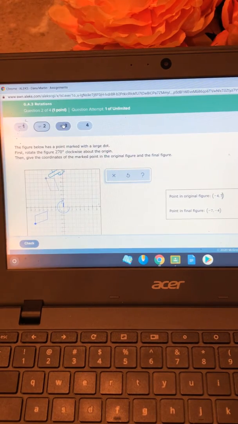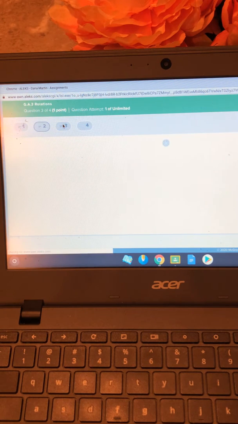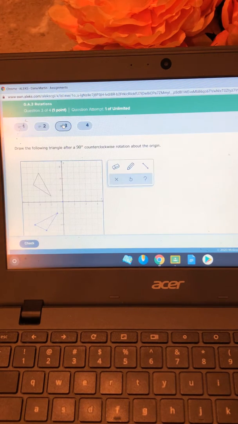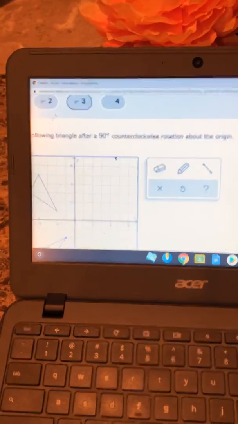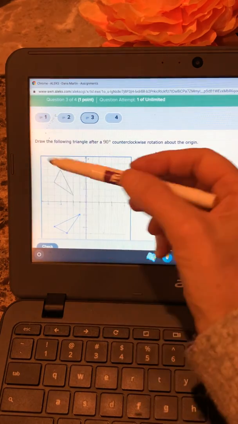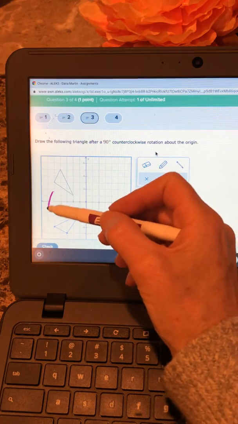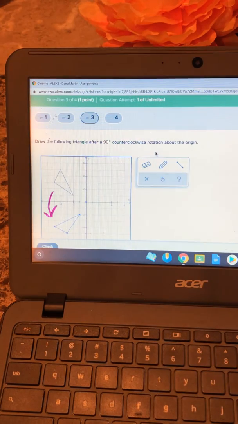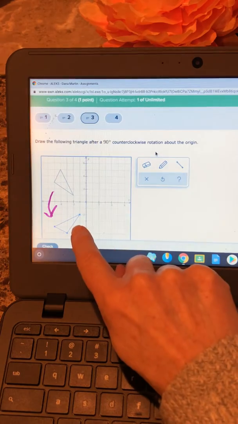All right, moving on to number 3. And number 3, we're going to have to literally draw the shape with points and our little line tool. Okay, so here we go, and I've already done it, but I will go over it again. Here we go. So a 90-degree counterclockwise rotation about the origin. Here's the original. That's the original. And I had to go backwards on the clock. So one turn, 90 degrees, lands us here.